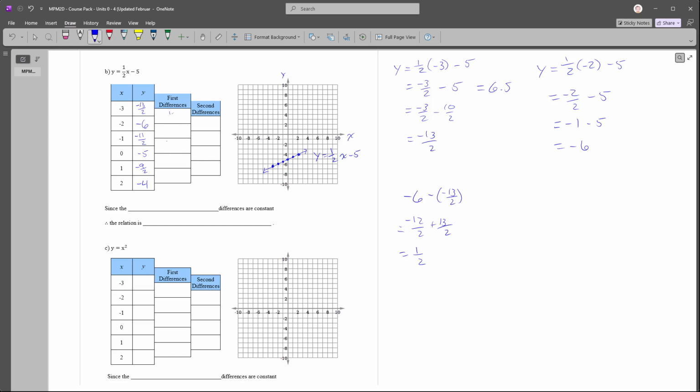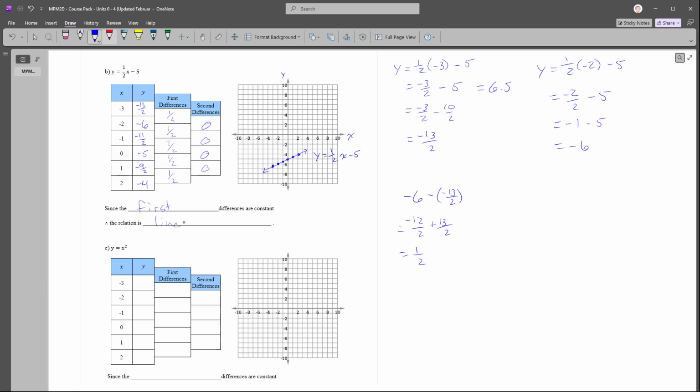So we'd end up with 1 over 2 for each one of these. And our second difference is a half minus a half is 0. Half minus a half is 0, 0, 0. So we can see that our first differences are constant. We don't need to look at second differences because the first difference is constant. So since the first difference is constant, that means the relation is linear.